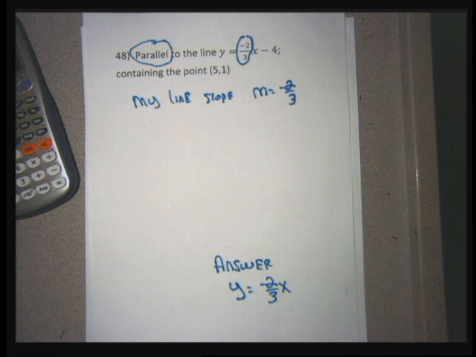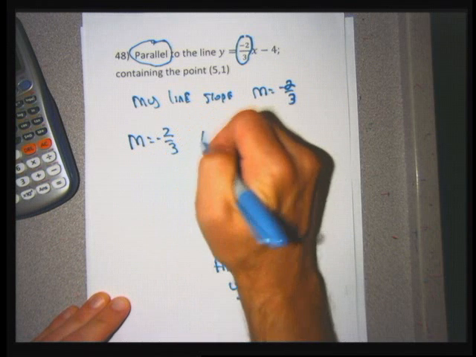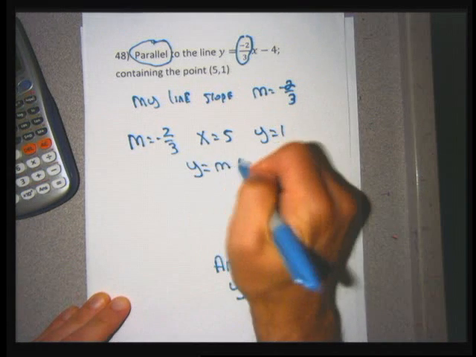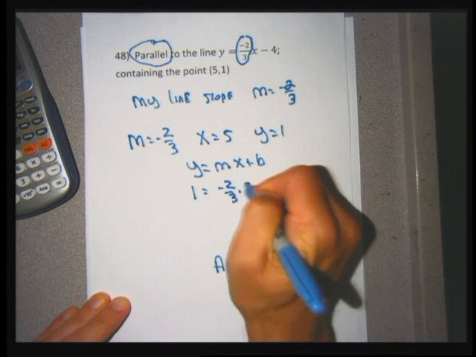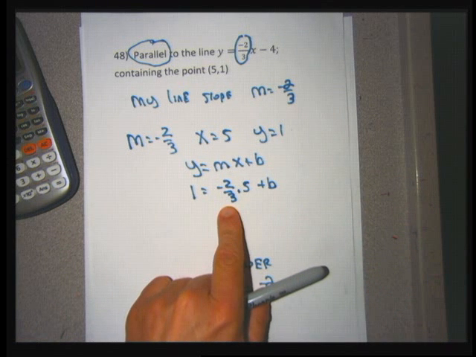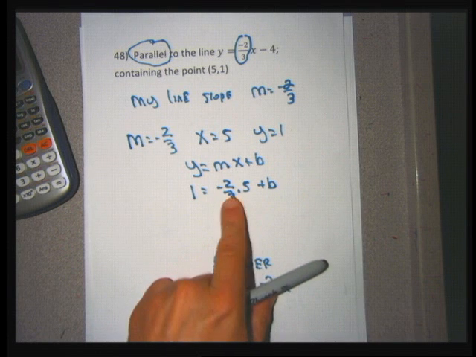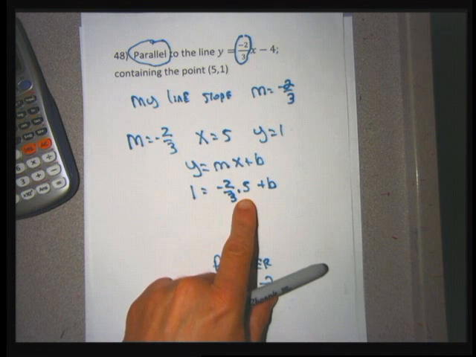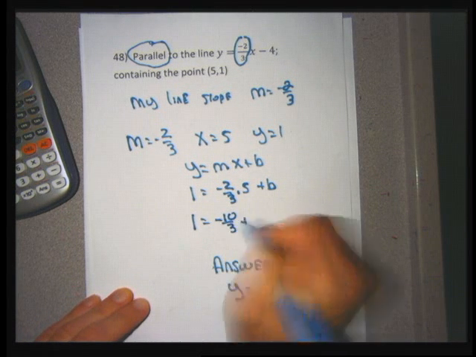I'm going to find the b. To find the b, I'm going to let m equal negative 2/3. I'm going to let x equal 5, y equal 1. I'm going to plug those numbers into the formula y equals mx plus b. I'll get 1 equals negative 2/3 times 5 plus b. Anytime you're multiplying a fraction by an integer, you do that multiplication by just multiplying the numerators. Here the fraction doesn't cancel. I'm just going to multiply the negative 2 and the 5. I called the 5 a numerator because I can think of it as 5 over 1. So this is going to give me 1 equals negative 10/3 plus b.